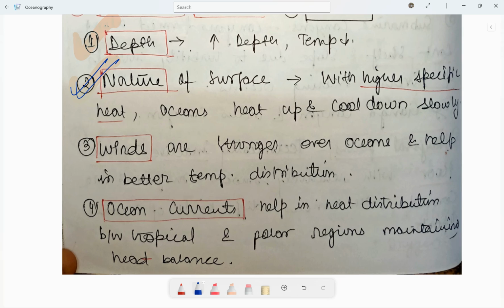These winds influence the currents, and they flow in such a way that they can distribute a temperature which is moderate at each and every place. So there can be instances where at the polar sides the water is very cold. This distribution by winds influences that cold water to mix with the warm water, and this helps in maintaining the temperature.